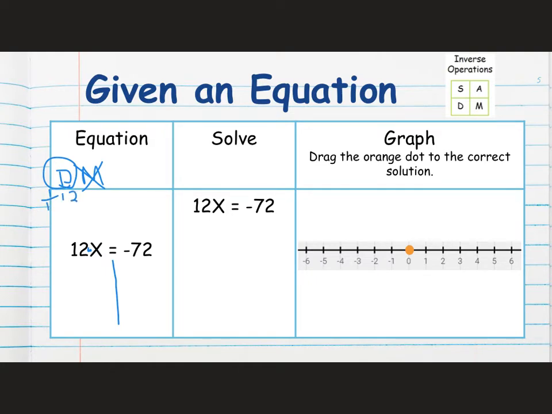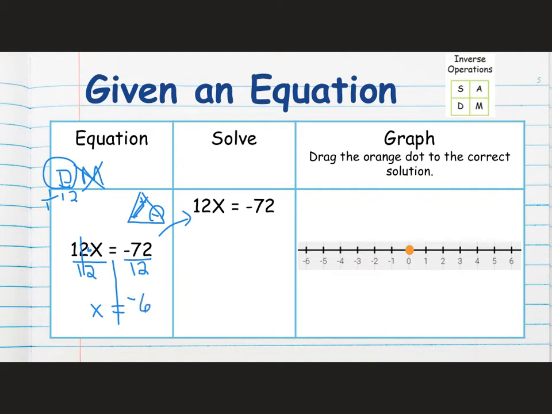Notice I have not started to do that until I identify what I need to do. If I divide by 12 on both sides, because remember it's an equation, what I do to one side I do to the other. 12 divided by 12 leaves me with x by itself, and now I have a negative. Oops, I should have solved it over here. I have a negative divided by a positive. Remember our triangle that we were working with? If I have a negative and a positive, that means I'm going to have a negative quotient.